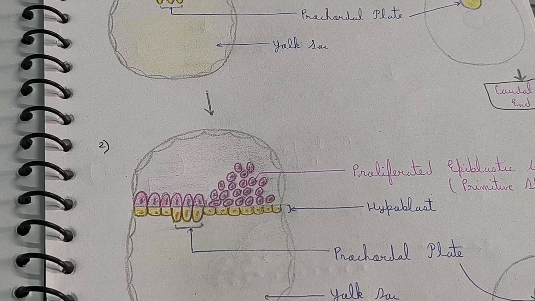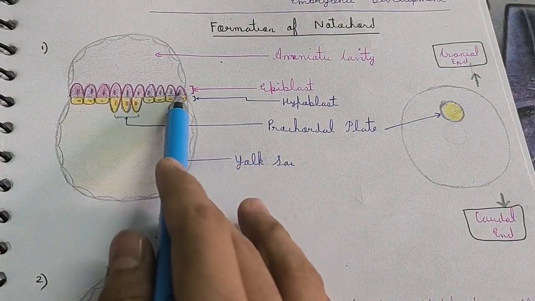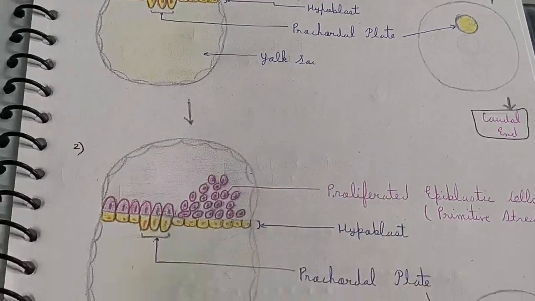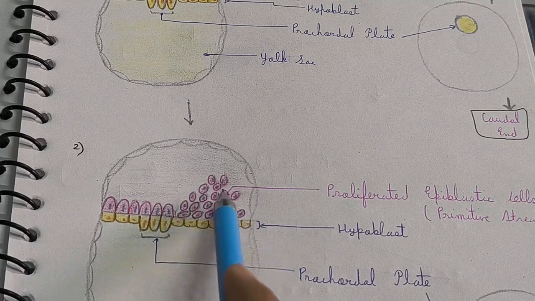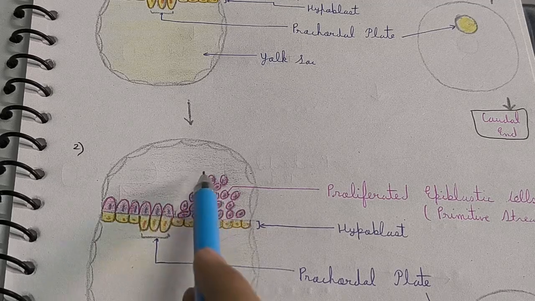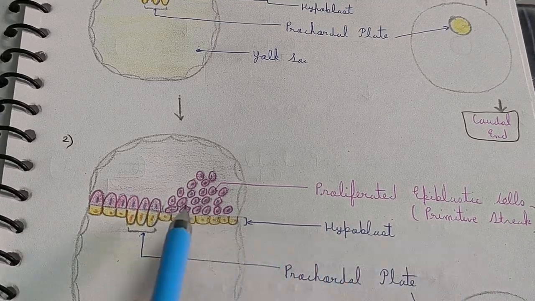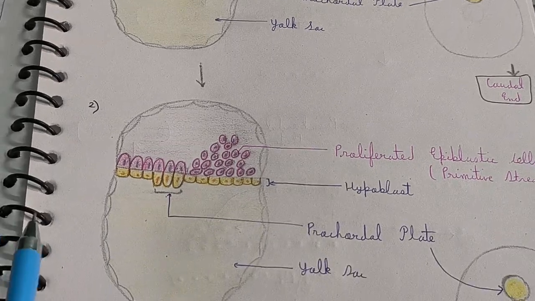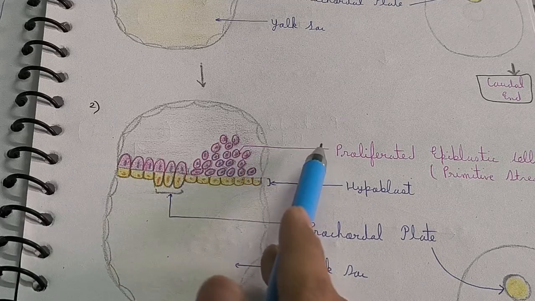Now second, this is the initial diagram. Initially not a single epiblastic cell was proliferating into the amniotic cavity, but now the epiblastic cells are proliferating into the amniotic cavity, and due to their proliferation the primitive streak is formed. This primitive streak is formed towards the caudal end, because the prochordal plate is at the cranial end. So this is the cranial side, this is the caudal side.